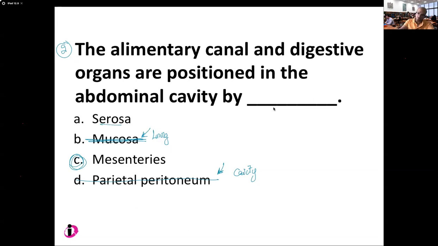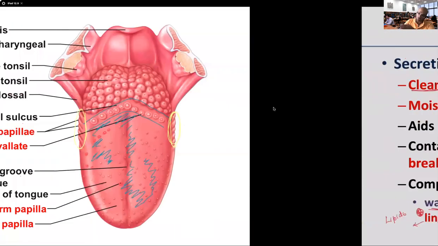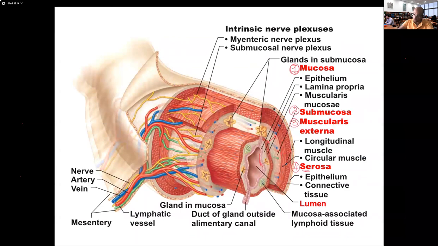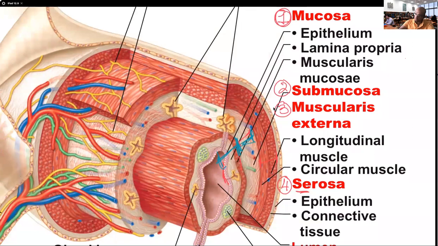All right, how about serosa? Do you remember what the serosa is? It's the outermost layer in the wall of the gastrointestinal tube. If we're looking at the different layers of the gastrointestinal tube, we've got mucosa, submucosa, muscularis externa, and the outermost layer of the wall, which we call the serosa. So it's not holding the abdominal organs to one another in the abdominal cavity.